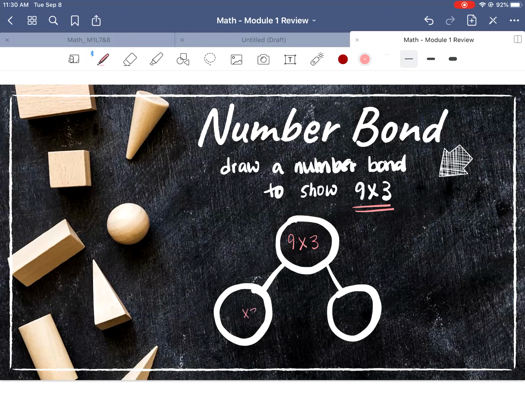So first, I'm going to keep my equation the same, but I'm going to split my 9 into 2 smaller units. So maybe 4 and 5. So this is how a number bond looks. Please remember we use number bonds to make our multiplication easier and simpler.